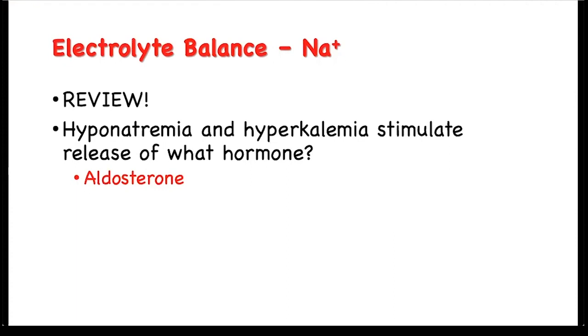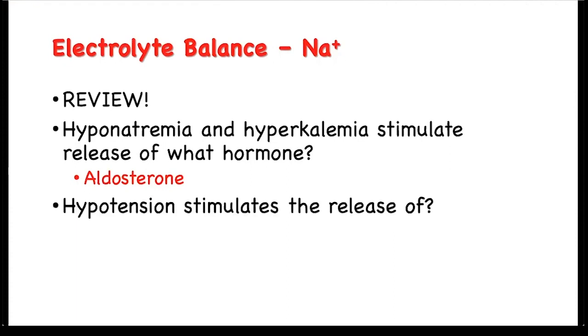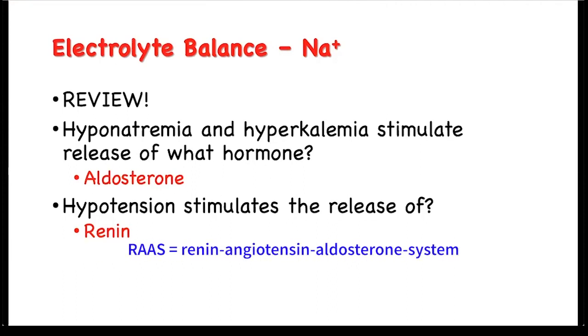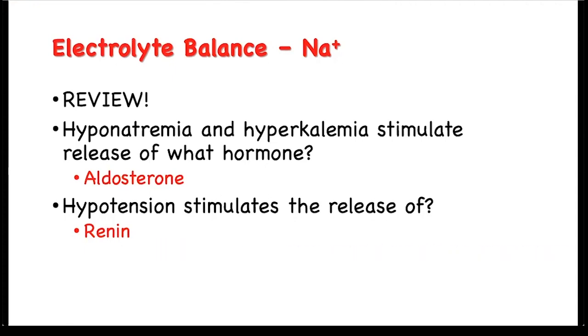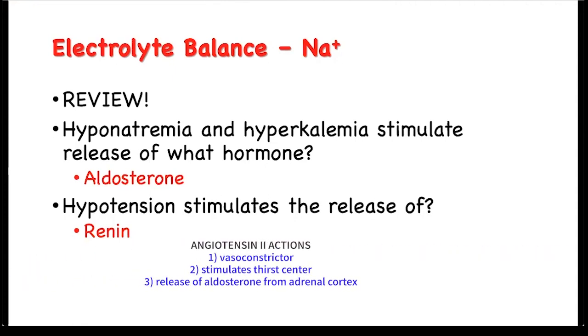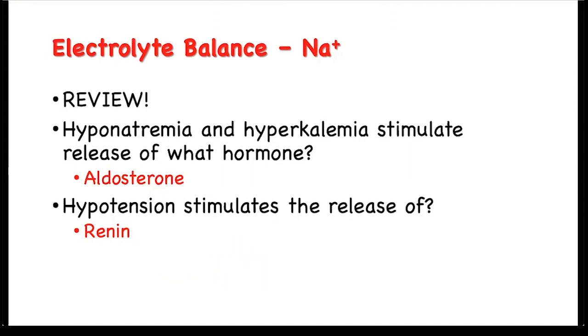Now let's look at what happens in hypotension. Recall that a drop in blood pressure in the afferent arterioles causes the JG cells to release renin. Renin stimulates the renin-angiotensin-aldosterone system or mechanism. Angiotensin II is a vasoconstrictor. It also stimulates the thirst center and causes the release of aldosterone from the adrenal cortex. All of these actions will increase blood pressure.